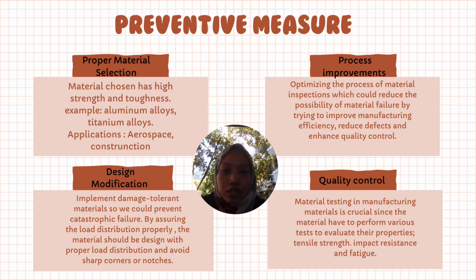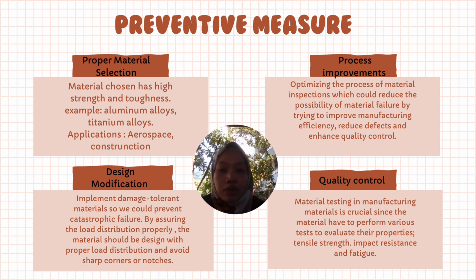We choose these two materials since they can withstand fracture and are best for application in the aerospace and construction industry. Secondly is design modification. For design modification, implement damage tolerant materials so we can prevent catastrophic failure. By assuring the load distribution properly, the material should be designed with proper load distribution and avoid sharp corners or notches.